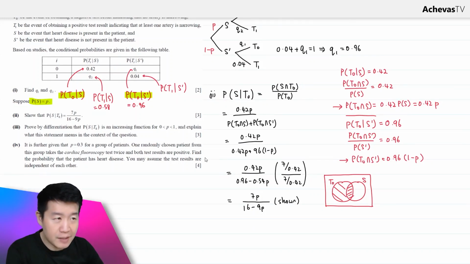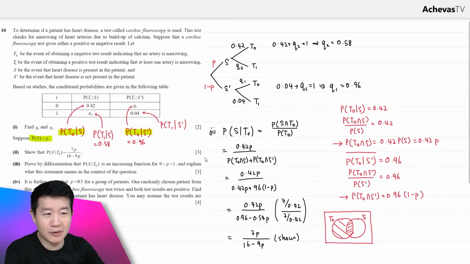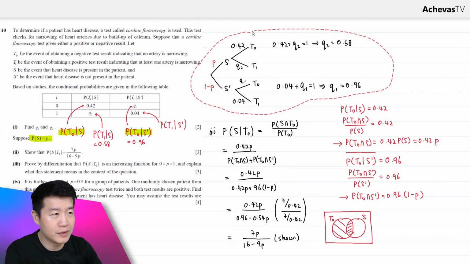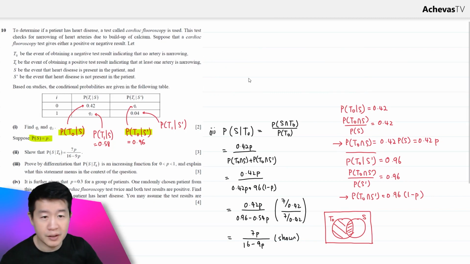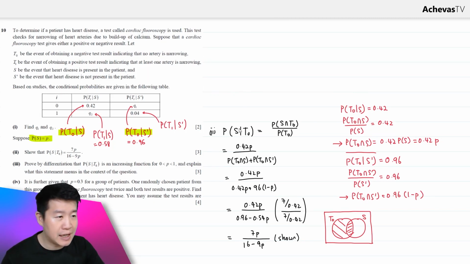And I think probably that is the most difficult part of the question, part 1 and part 2. Then after that, it should be pretty okay. Let me remove this first. I'm going to remove this, and I'm going to do part 3. I think I'm going to remove this also.